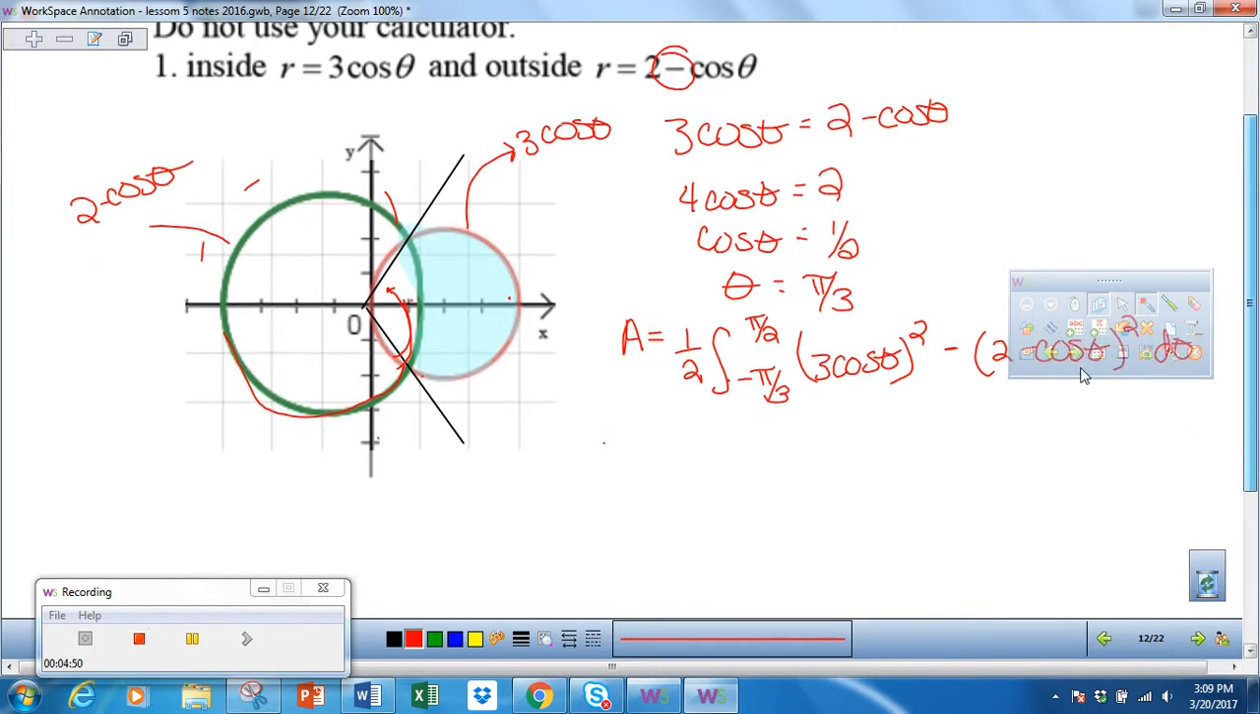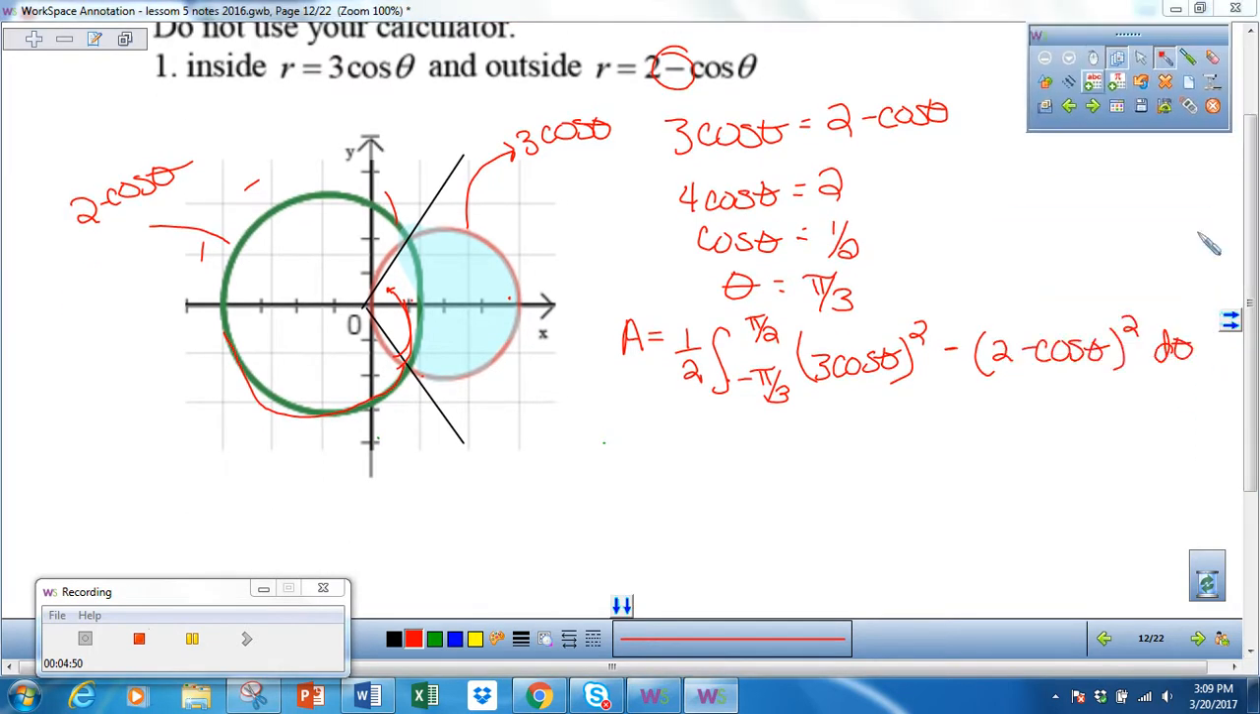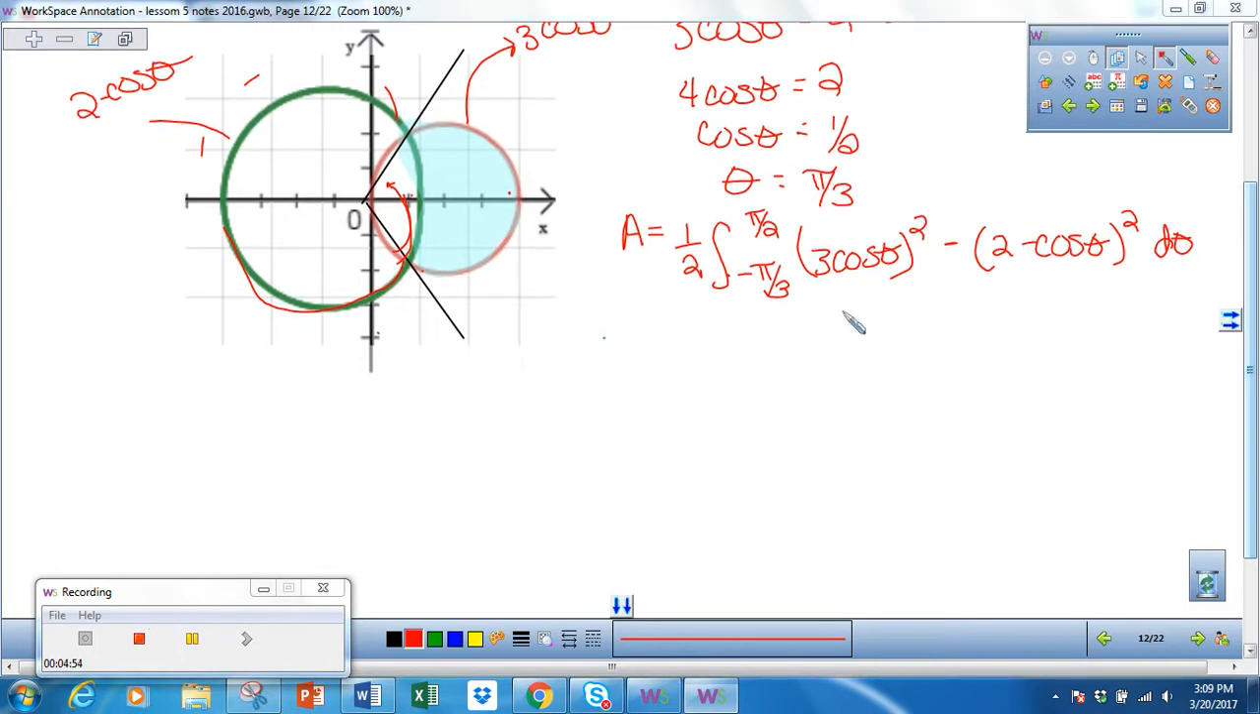Now, if I were doing this by hand, I would make my life easier by integrating, why did I do pi over 2? I keep writing pi over 2. That should be pi over 3, sorry. I would make my life easier by going from 0 to pi over 3 and then multiplying it by 2. But since I'm going to use my calculator anyway, what the hey, okay?